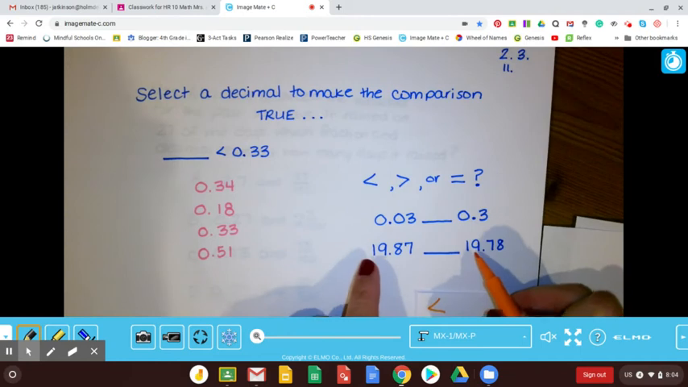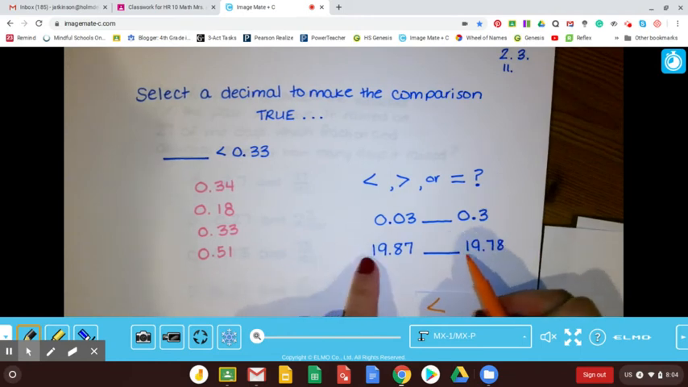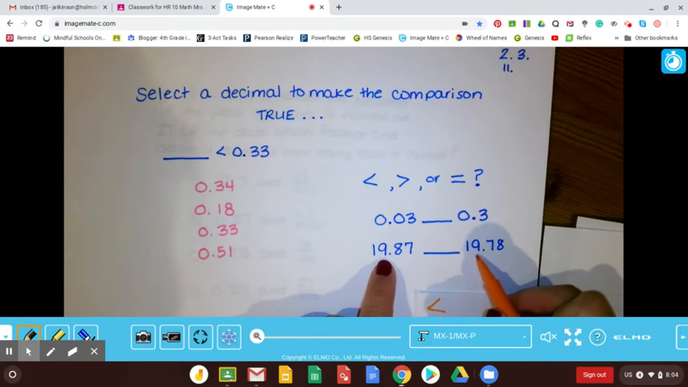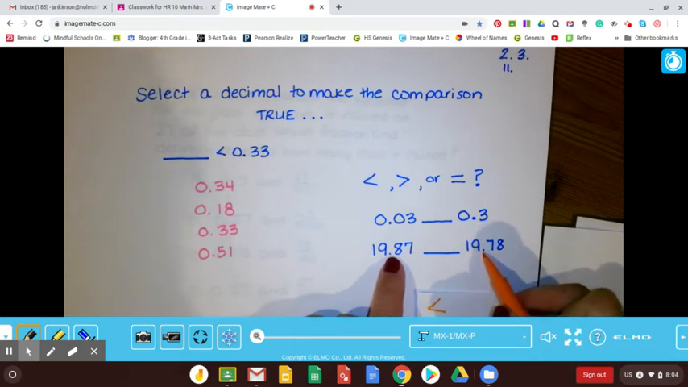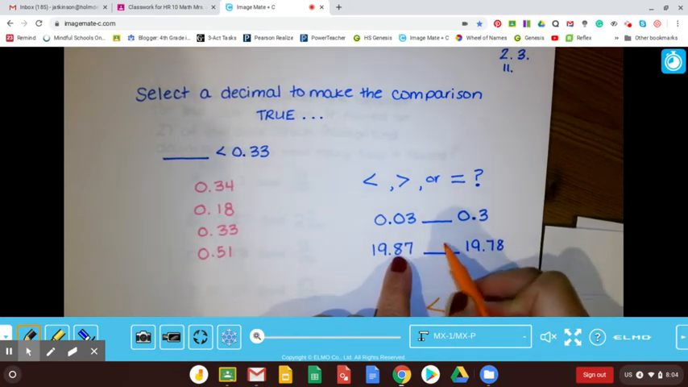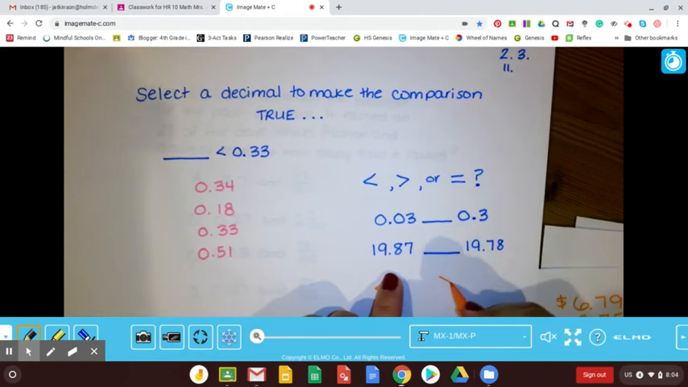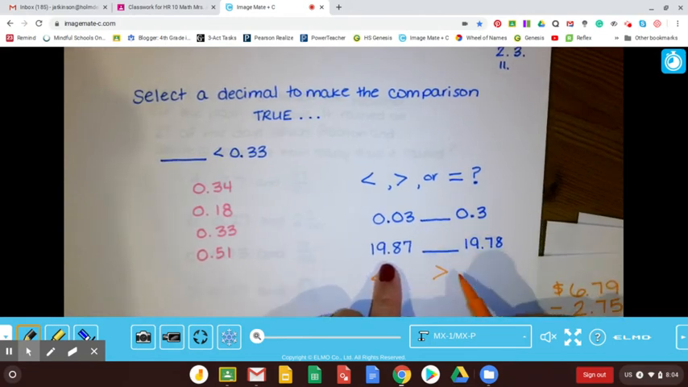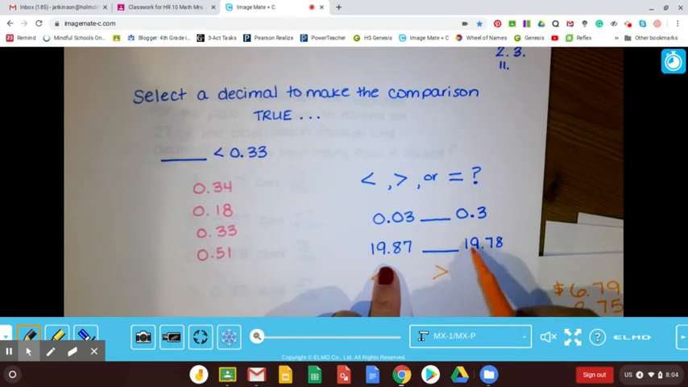So let's do our comparison trick where we start all the way to the left. We have a 1 and a 1. So let's keep moving. A 9 and a 9. Keep moving. Hello, decimal point. Keep moving. We have an 8 and a 7. Well, an 8 is bigger than a 7. Therefore, our symbol would be a greater than symbol, right? 19 and 8700ths is greater than 19 and 7800ths.